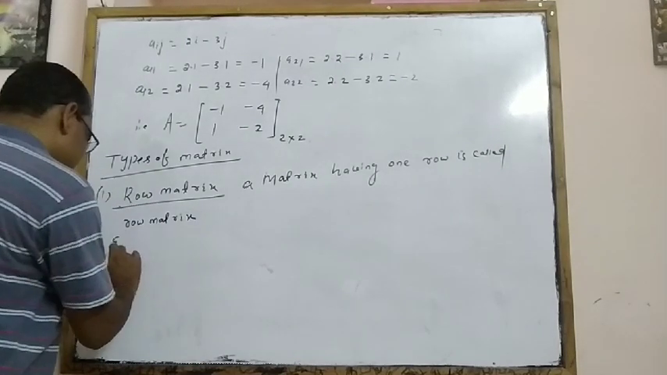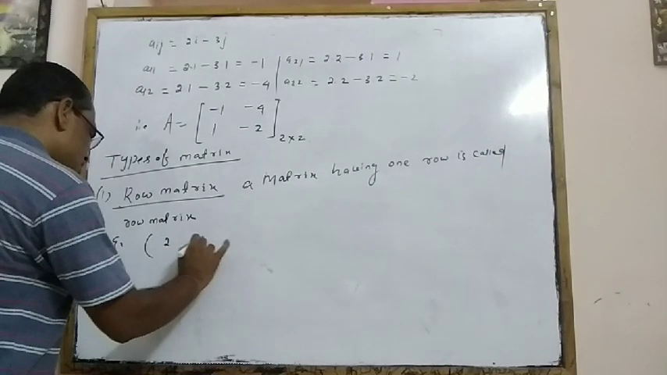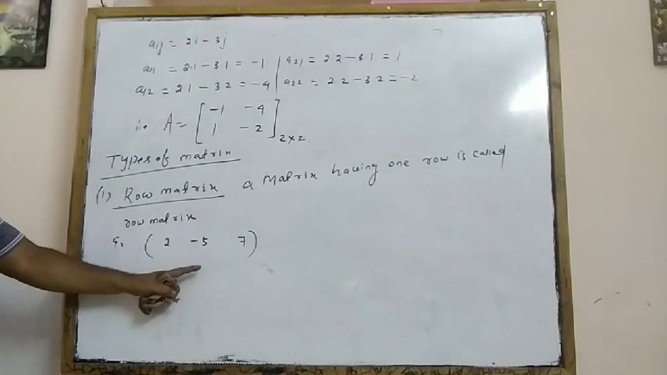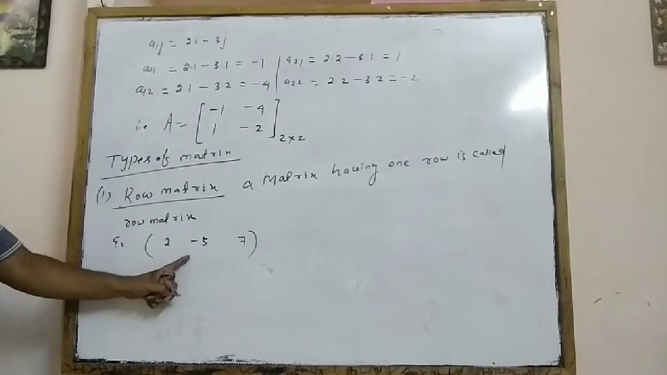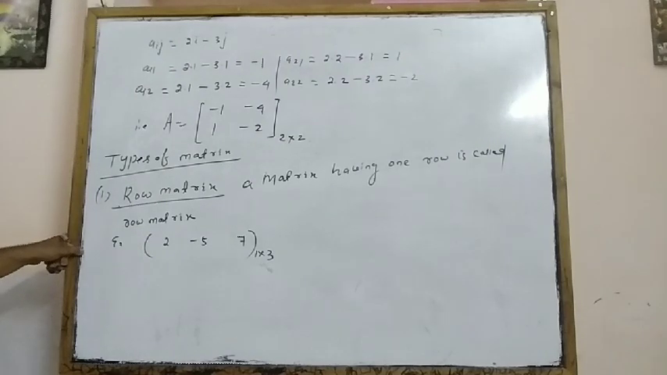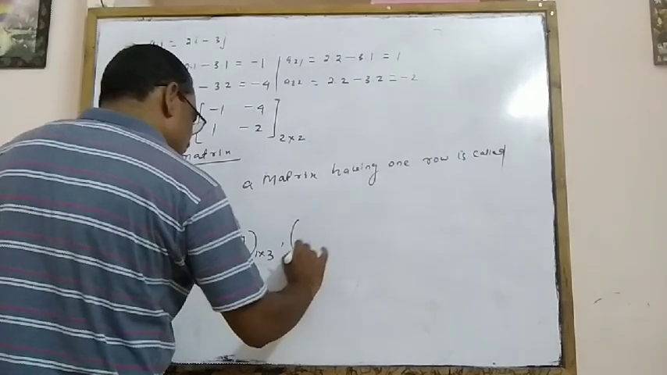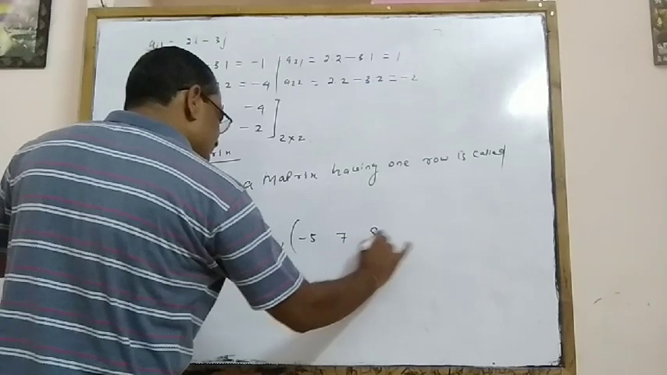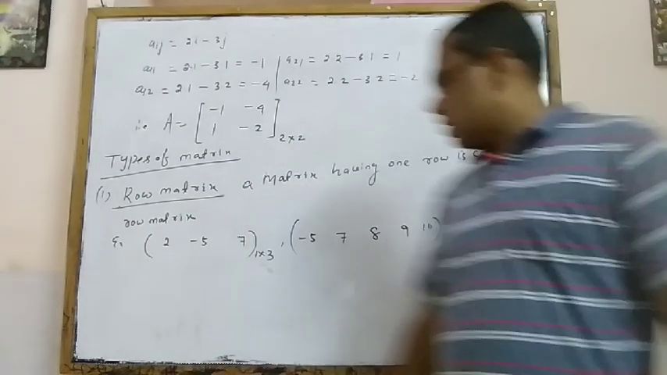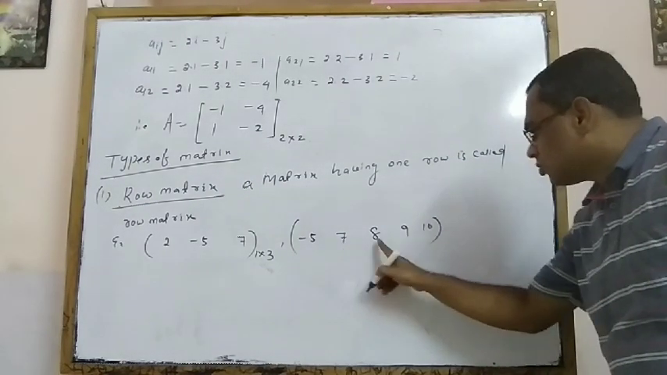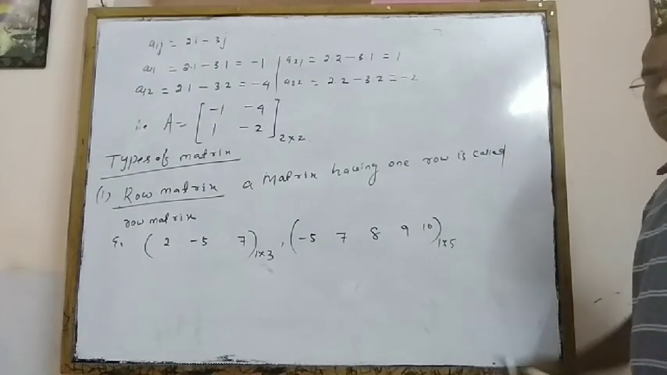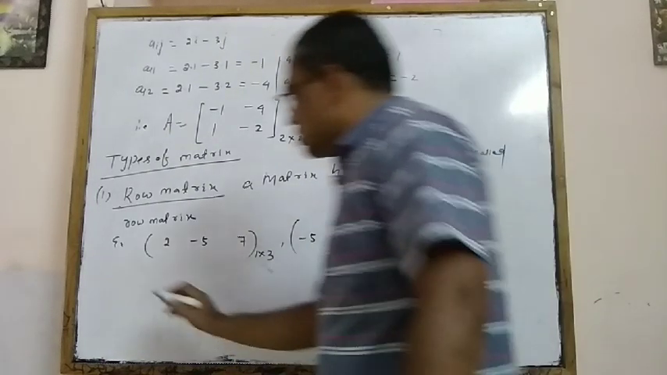For example, 2 minus 5 7. This is a row matrix because the matrix contains one row but 3 columns. So its order is always 1 cross 3. Or you can take another example: minus 5, 7, 8, 9, 10. What is its order? One row, but how many columns? 1, 2, 3, 4, 5. So its order is 1 cross 5. Okay.